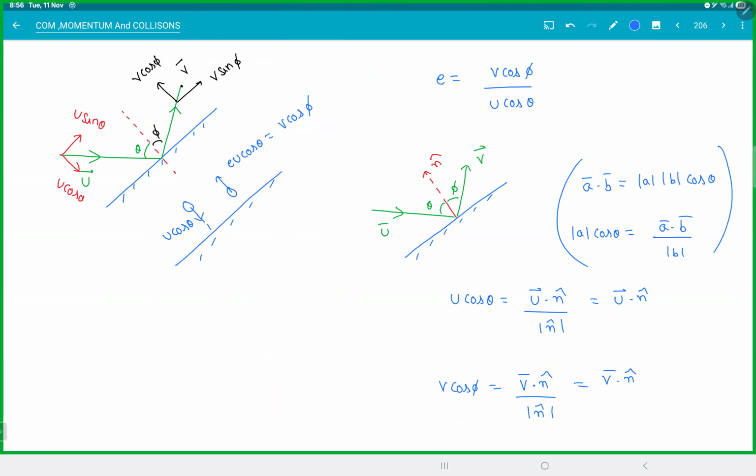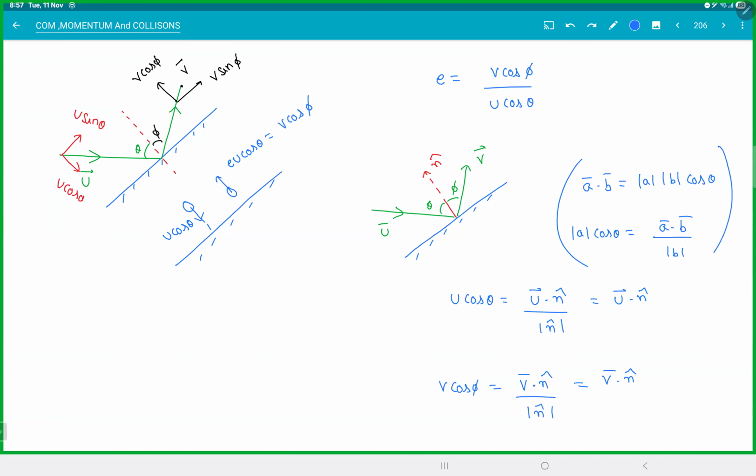Then what we did: whenever you're hitting a wall, only the normal component will reverse. So if you hit with speed u, you'll come back with eu. If you hit with u cos theta, you'll come back with eu cos theta. So eu cos theta must be v cos phi. So e is nothing but the ratio of the final velocity along the normal by the initial velocity along the normal. What you want is actually the component of velocity along the normal.